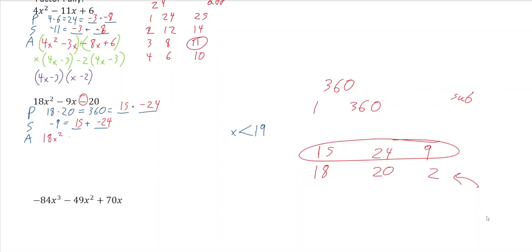18x squared plus 15x minus 24x minus 20. Now we're going to put it in brackets here. Make sure you put a plus in between.